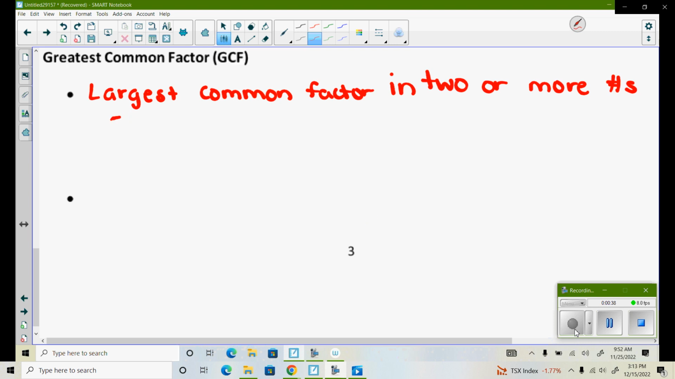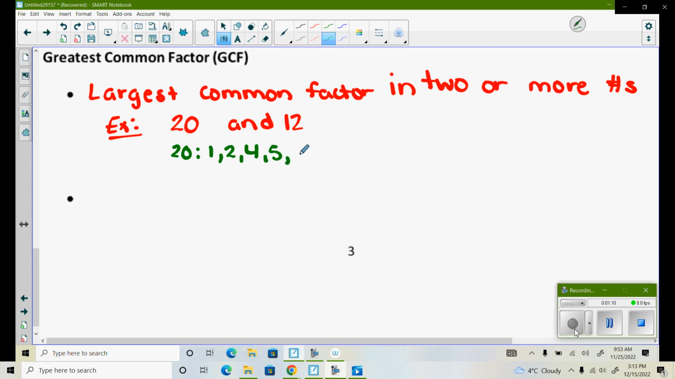So if I take 20 and 12, I'm going to list out each of their factors. And remember, factors are numbers that can divide into that number. So if I think about 20, I know that 1 can divide evenly into 20. 2 can also divide evenly into 20. 3 can't. 4 can divide evenly into 20, so can 5. 10 can also divide evenly into 20. 6, 7, 8, and 9 cannot. And then we also know that 20 will divide evenly into 20.